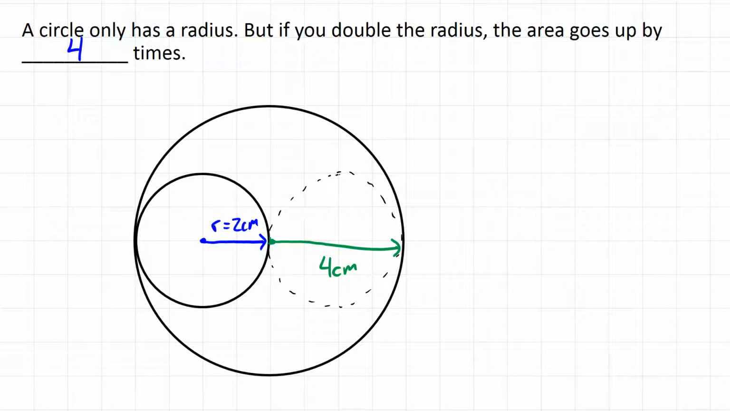Now, even though we just doubled the radius of the circle, one way to understand that is that the radius goes in all directions of the circle. So it's like we made the circle 2 times wider and 2 times taller. So it's like we made 2 dimensions of the circle bigger.